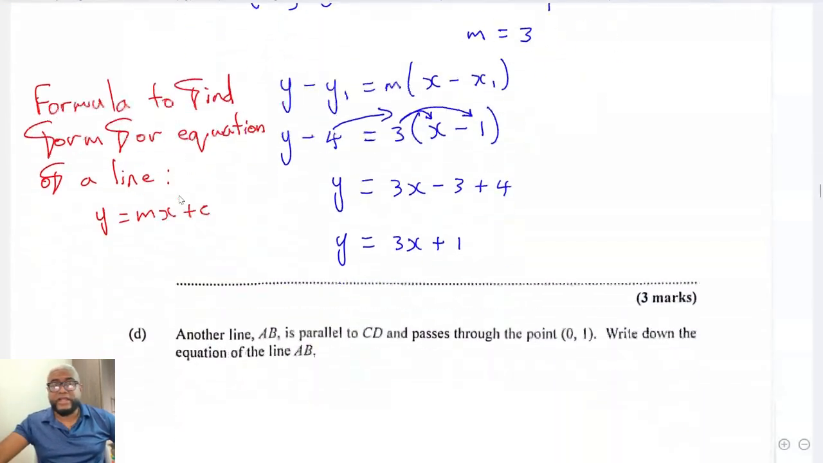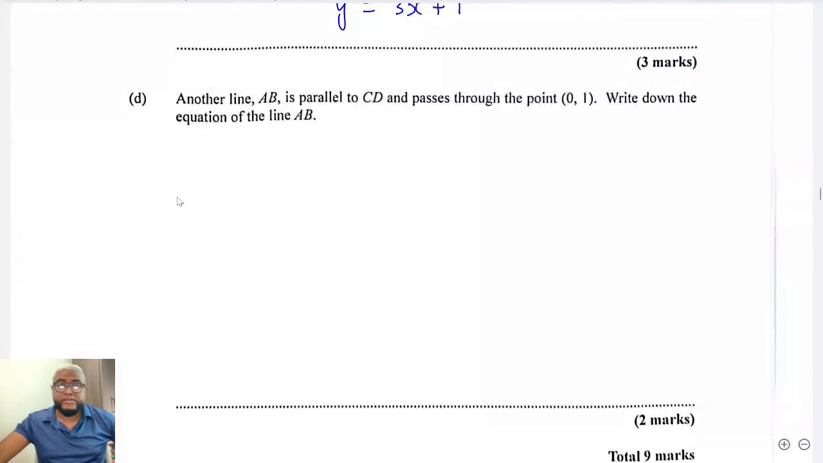Are you seeing books closing? But I still have one more here now. Right? Another line AB is parallel to CD and passes through the point 0, 1. Write down the equation of the line AB.